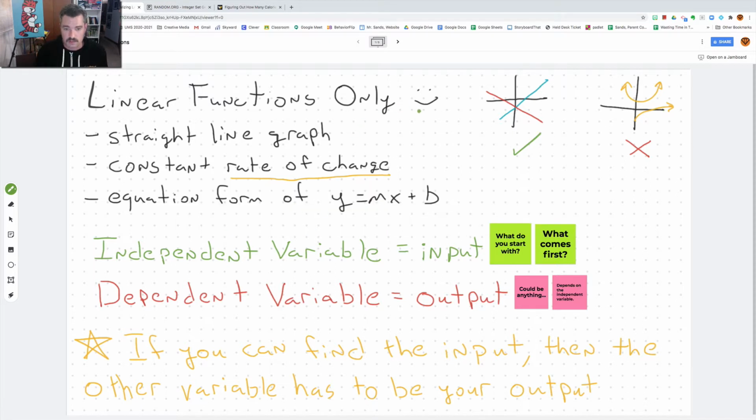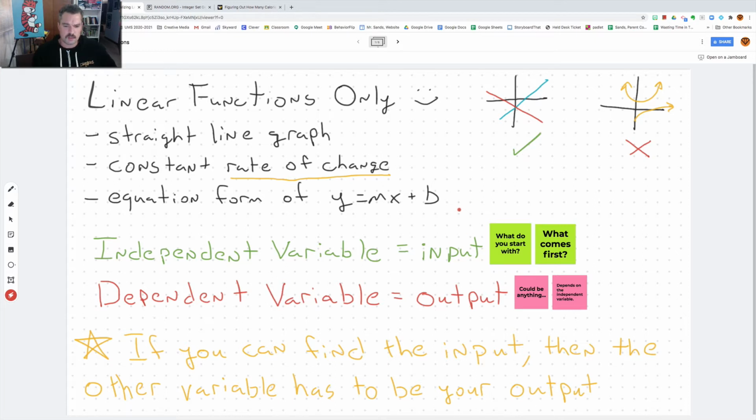So again, let's review. What do we know about linear functions? They are going to have straight line graphs, they're going to have a constant rate of change, and they're going to have an equation form of y equals mx plus b. Also, they're pretty much going to look like straight lines here, as we said. So these will be easy things to graph. Really, no parabolas, no curves, nothing like that this chapter. We'll get into that later.